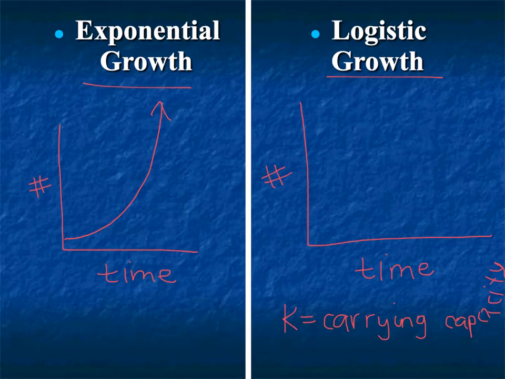So in logistic growth, we have a line where K is the carrying capacity of that population. The population will begin growing exponentially, but as it approaches K, it's going to level off and potentially go a little above K, but then drop back down and stay pretty constant around that carrying capacity. If the population goes too high, individuals are going to die because they don't have enough resources.